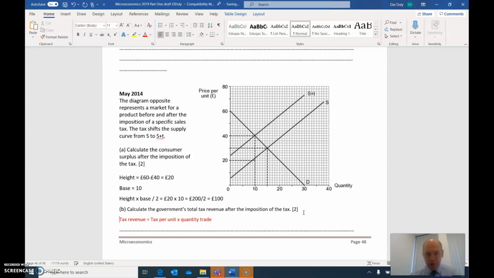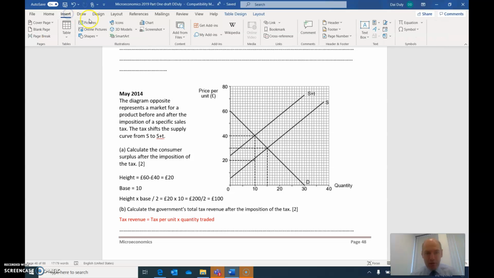Now just in terms of this, the important thing here is just to understand it. So if I give you a nice easy example, if Mars bars paid 10p a unit in tax and they sold one, then Mars would have to give the government 10p. If they sold two, they'd have to give them 20p. If they sold 10, they'd have to give them £1. Tax per unit, 10p, multiplied by the quantity. Really nice and easy. But the important thing is, how do you actually work that out?